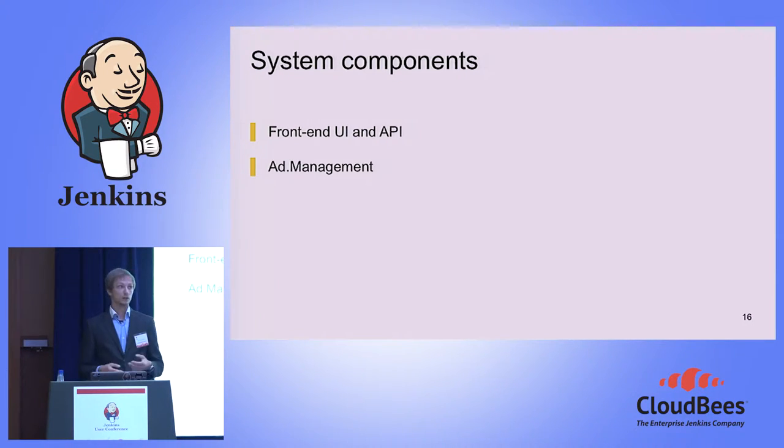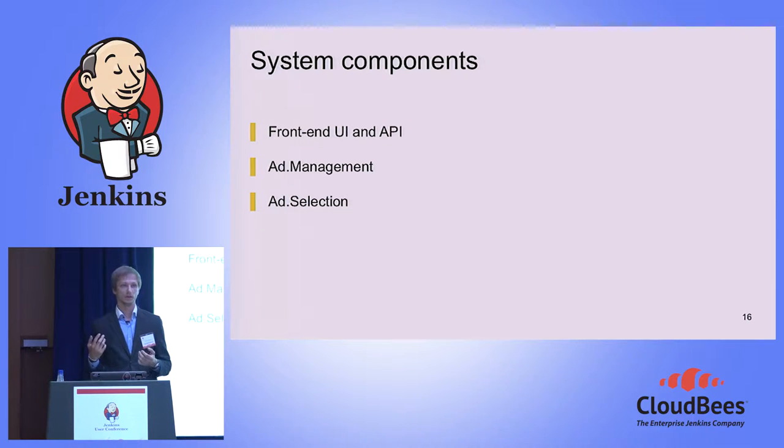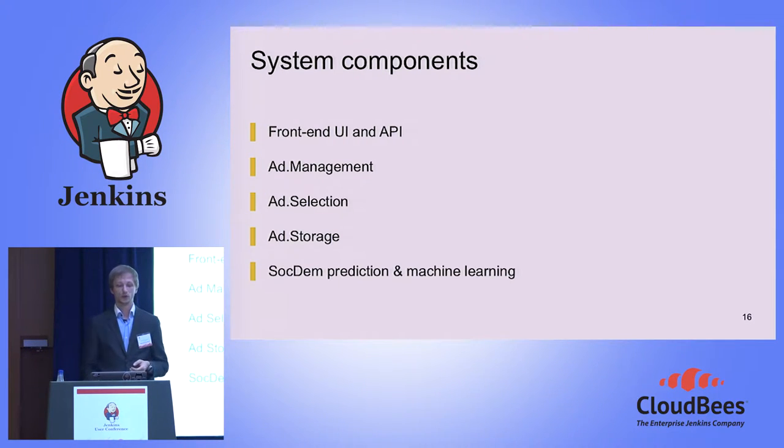The next component is an advertising management system, where you can handle your advertising campaigns, pay your bills, and so on, and choose which banners to show to clients. The third component is the advertising selection engine, which decides in real time which banner will be shown to each client or customer who is viewing the web page. We also have ad storage, which stores all the billions and billions of banners which we have. And we also have machine learning systems, which can make socio-demographic predictions about users, so they can tell who you are by your behavior on the internet.